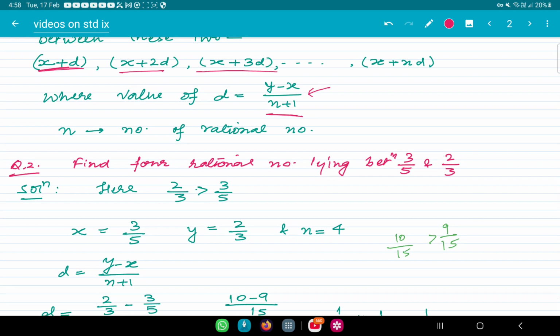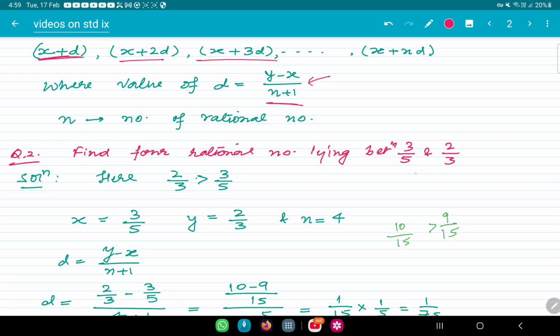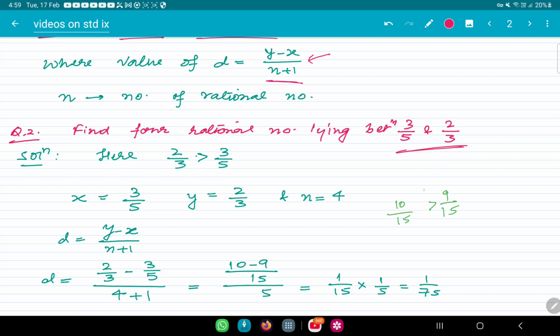Now the question is, find 4 rational numbers lying between 3 by 5 and 2 by 3. So for 3 by 5 and 2 by 3, first we have to make a common denominator, because after this we can say which one is larger and which one is smaller. So for this we multiply the denominator by 3, so it will become 15.